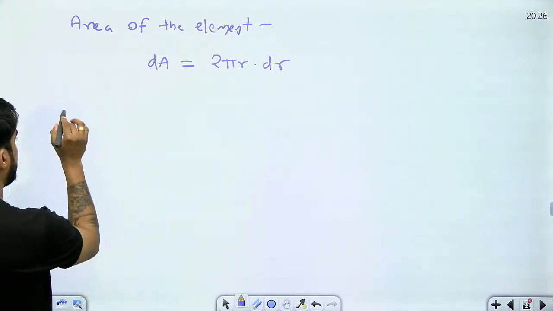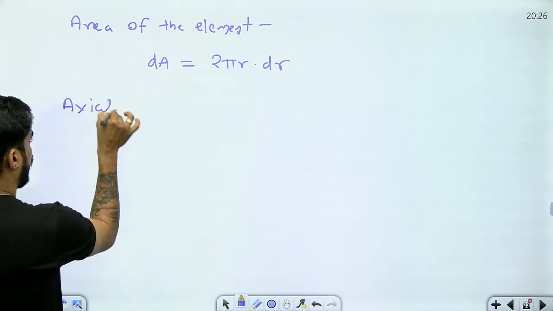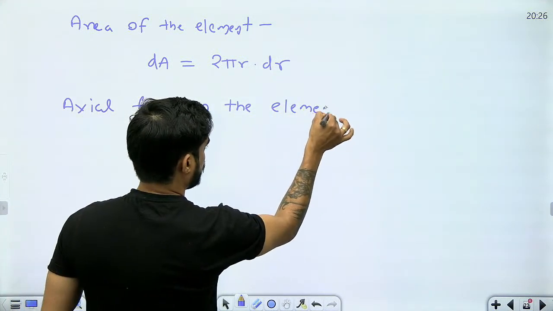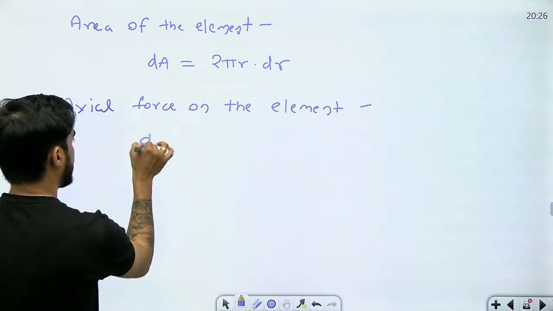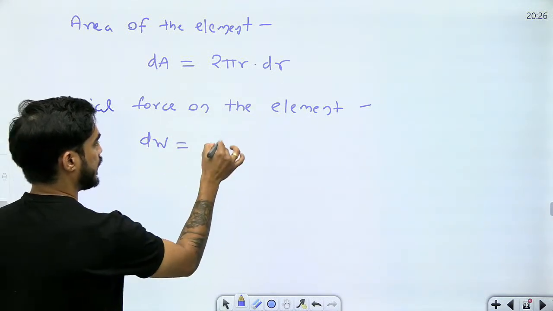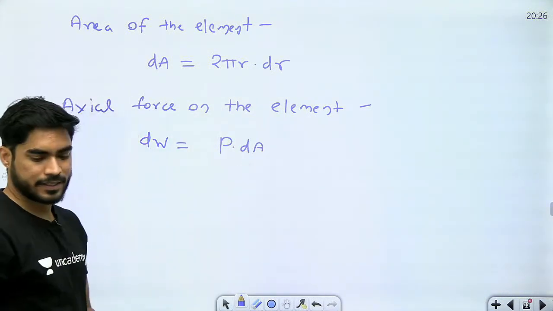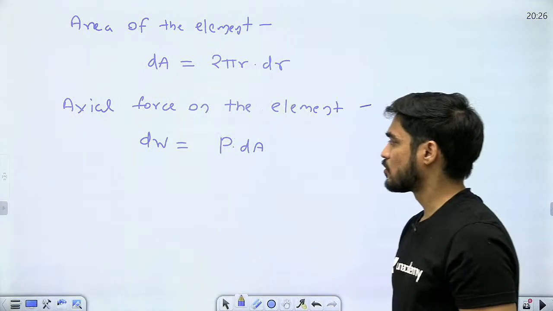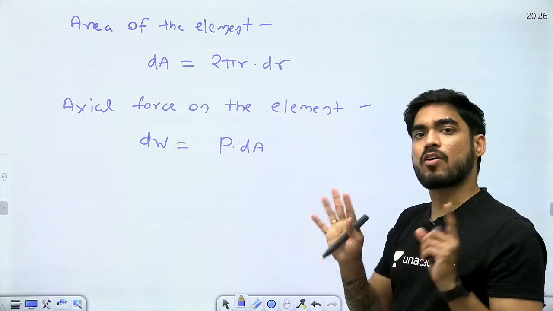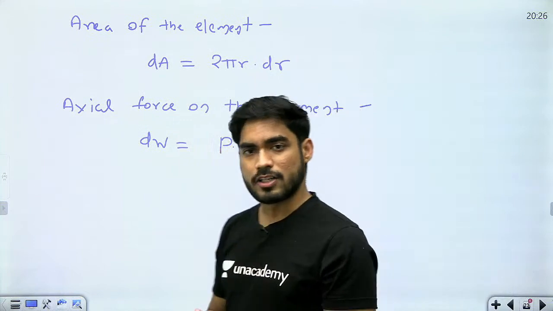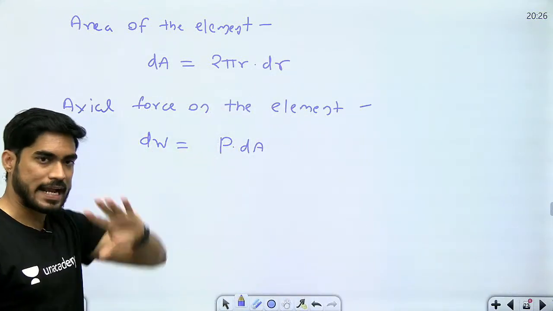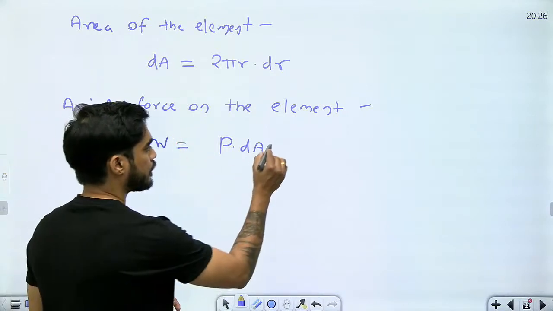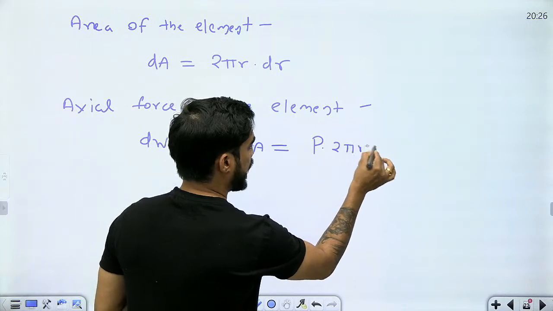Now, for the element, axial force on the element dW will be equal to pressure into area. Why? Because element has very small area. So I can assume that the pressure is almost constant on that element. So dW force will be equal to pressure into area. I can't do this for the entire area. मैं पूरे area के लिए नहीं कर सकता, but small area के लिए I can do this. So this will be P into 2 pi r dr.